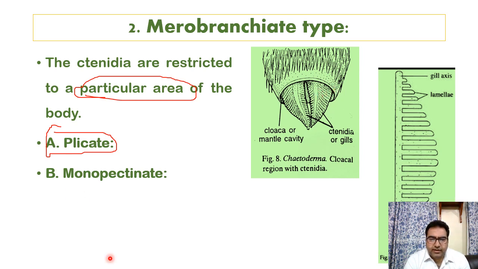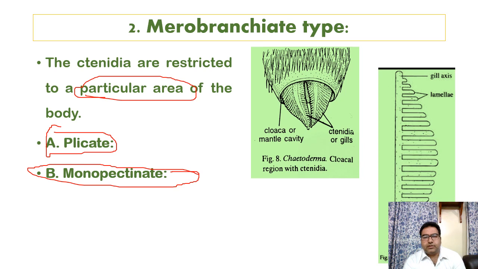And the second is the monopectinate type, the second type of the Merobranchiate. Now these are the flattened gill filaments. Herein what you are seeing is that these are the flattened gill filaments that are arranged in a single row. When the gills are arranged in a single row, we call them the monopectinate type. And the examples are Pila and Triton; they are examples of the monopectinate gills.